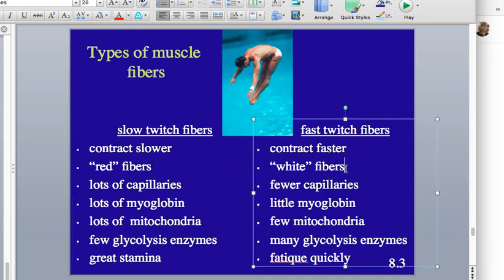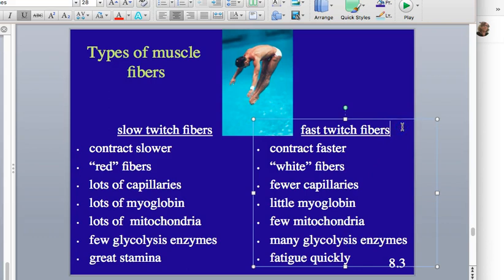They're white because they don't have as much of a blood system. They don't have as much myoglobin. They don't have as much mitochondria. And they fatigue really quickly, which apparently this is spelled very wrong. And so what's happening here is they have a lot of glycolysis enzymes, which means they can break down sugar really quickly, so they can have a good energy source.